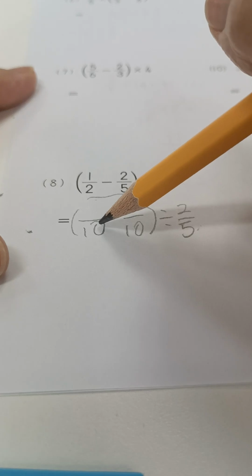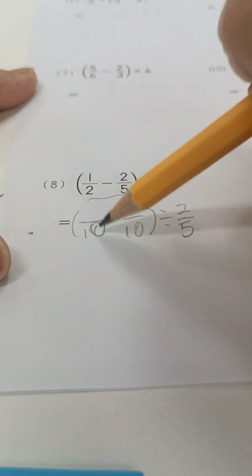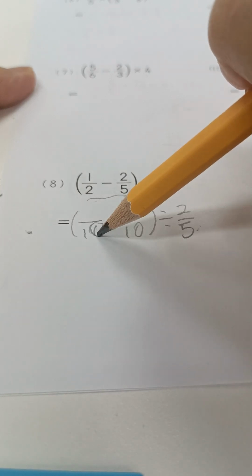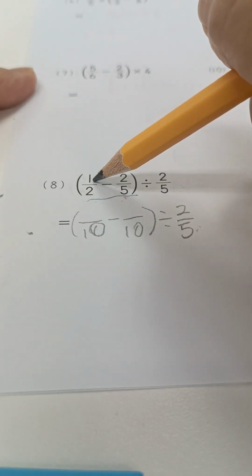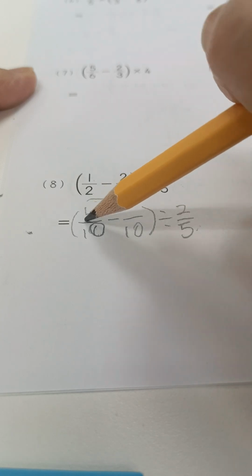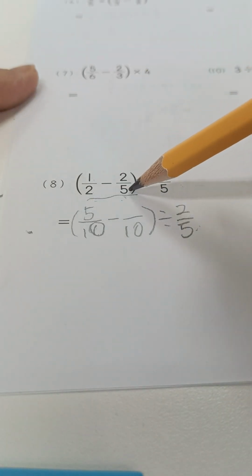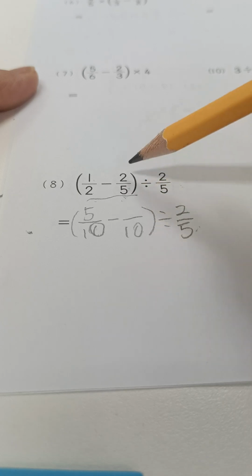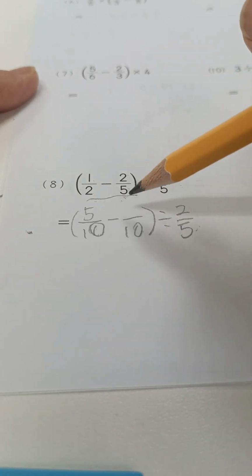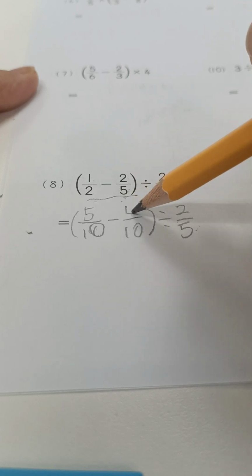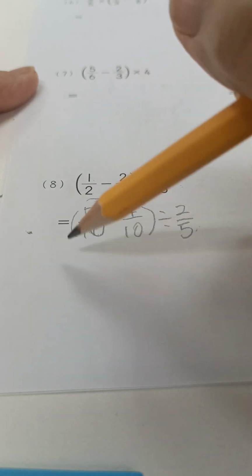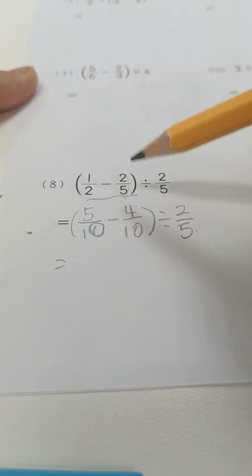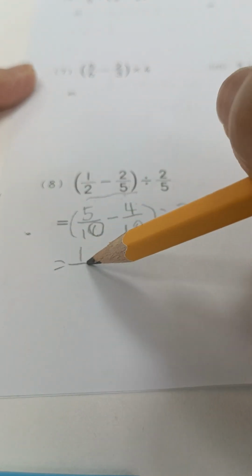So let's come back to inside the bracket. So changing 2 to a 10, we multiply it by 5. We should multiply the number on top by 5, and that gives us 5. We changed 5 to 10. We multiply that by 2. We do the same for the number on top. We multiply 2 by 2, and we get 4. So inside the bracket, we're now ready to do the subtraction of the fraction, and we get 1/10.